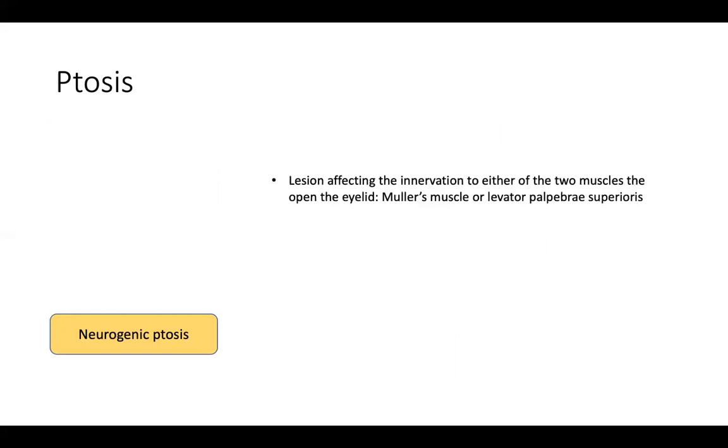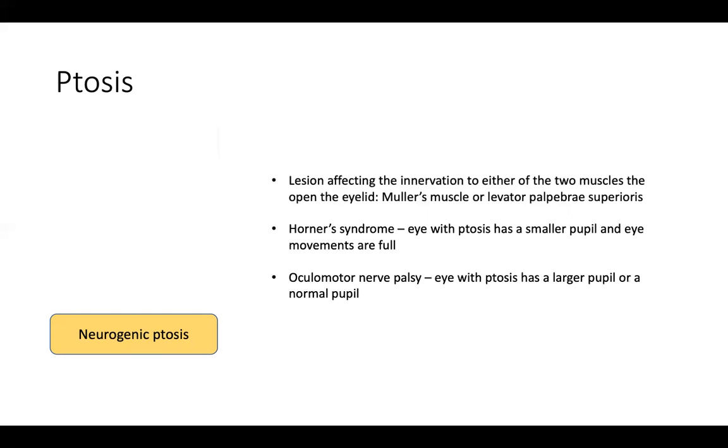Neurogenic ptosis results from a lesion affecting the innervation to either of the two muscles that open the eyelids, Mueller's muscle or the levator palpebrae superioris. Examination of the pupils helps distinguish these two possibilities. In Horner syndrome, the eye with ptosis has a smaller pupil and the eye movements are full. In an oculomotor nerve palsy, the eye with the ptosis has a larger or a normal pupil.